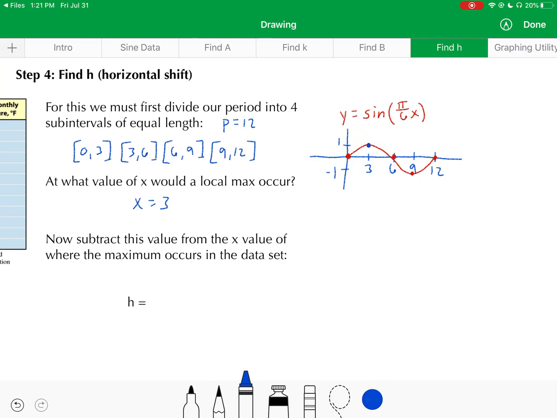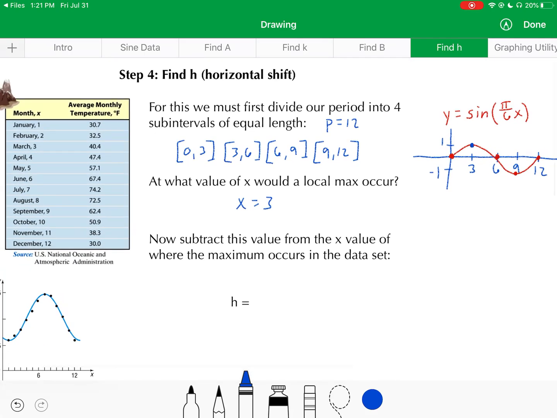Okay. We'll look at your data set. The x value of 3 corresponds to the month of March, and that's not where the highest temperature of the year takes place. Instead, the highest temperature is right here in July, in the 7th month. So to find H, we're going to subtract this x value of 3 from the x value of where the maximum occurs in our data set. So H would be 7 minus 3, or 4.